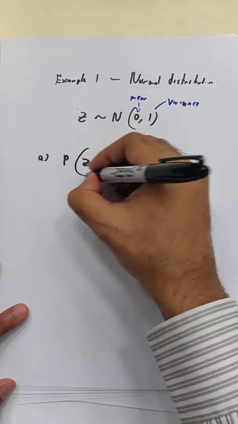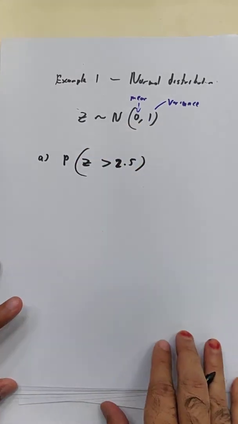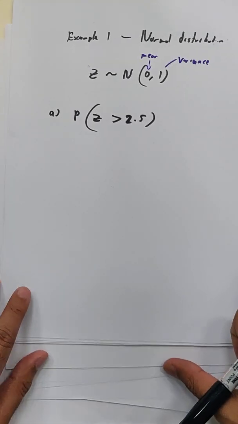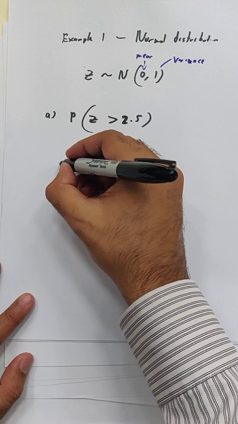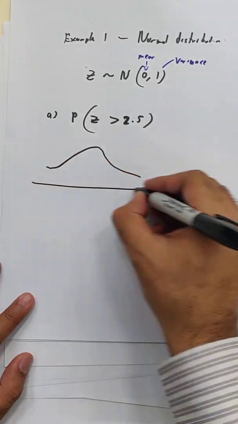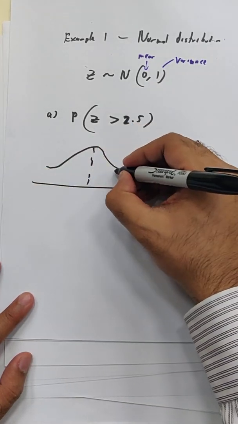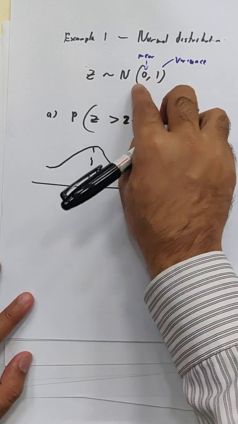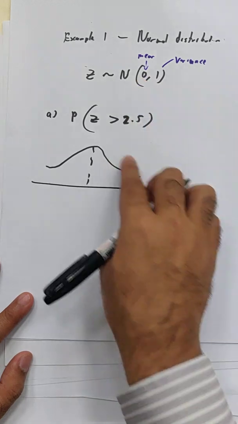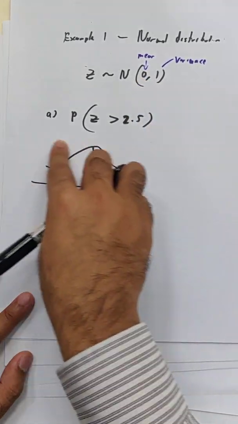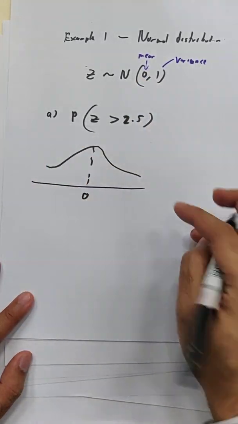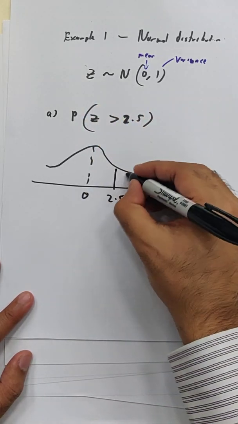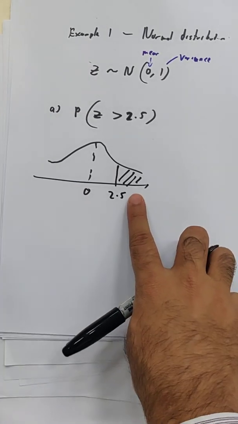So for this one, we are taking our A as positive 2.5. Where is it on the graph? Imagine it on the right side directly. Here is zero, right? Where is zero on this graph? Where's the mean? In the middle. So 2.5, more than. So how do we read this one?